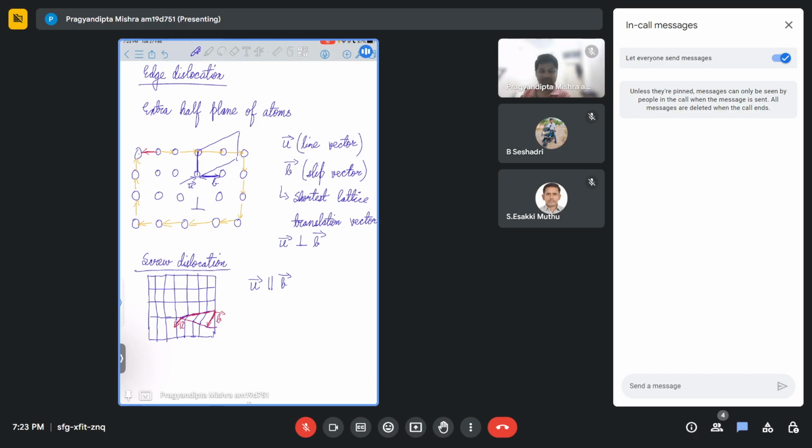Okay, I think for Burgers vector I talked about how it is the shortest lattice translation vector, the slip vector, the direction in which net displacement occurs. I just showed you how that happens. And it is the vector that completes or closes the Burgers circuit. So let's move to the problems for today.